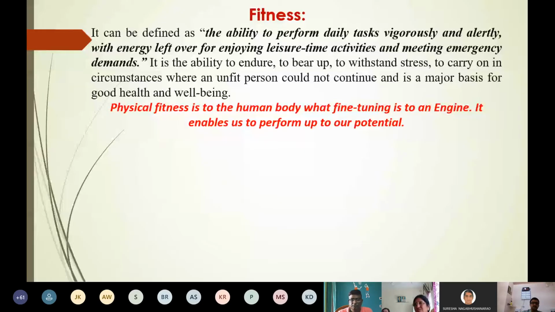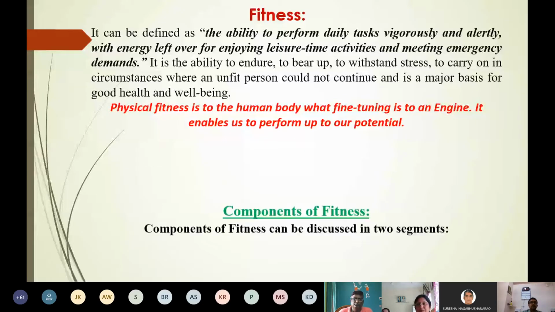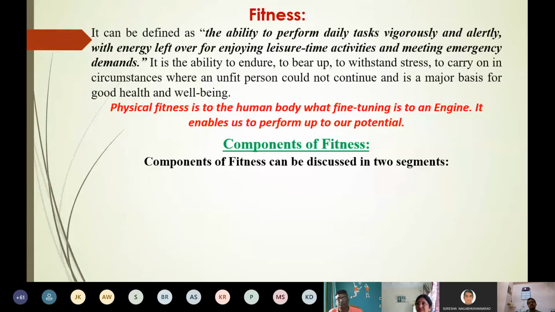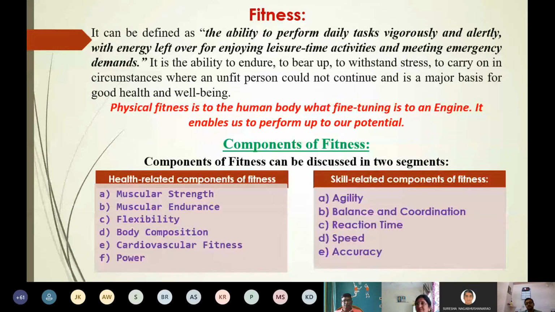Here fitness goes with various components, what exactly contributes to the different fitness levels. These components of fitness can be discussed in two segments. One is the health related components of fitness, and the other is the skill related components of fitness. The health related ones are the basics which we require to be fit enough. A person requires these components: muscular strength, muscular endurance, flexibility, body composition, cardiovascular fitness, and power. These are all words we know very well, so we can go into detail one by one.